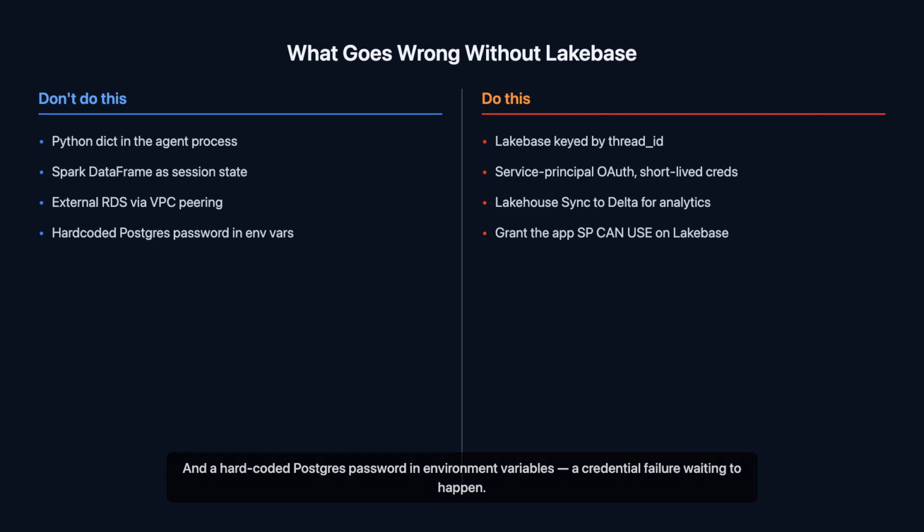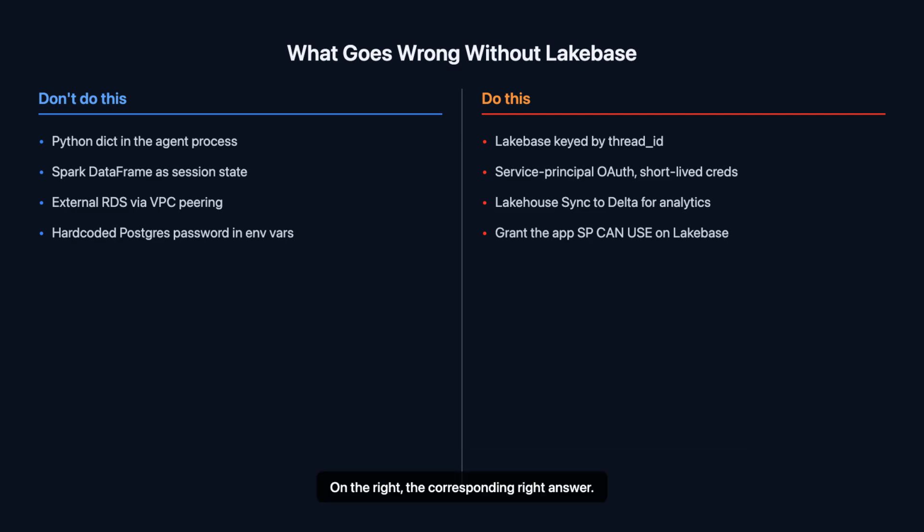On the right, the corresponding right answer. Lakebase keyed by thread_ID, service principal OAuth minting short-lived credentials, Lakehouse Sync to Delta for analytics. And don't forget the grant: the app's service principal needs CAN USE on Lakebase, or the agent can answer but can't remember.